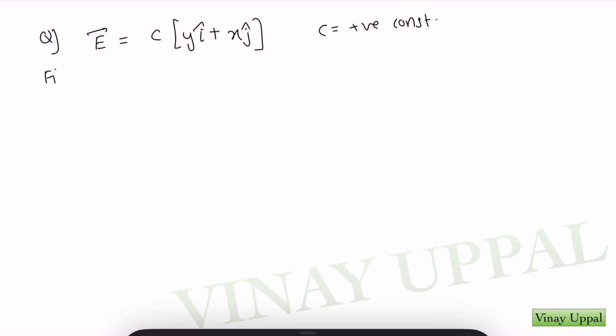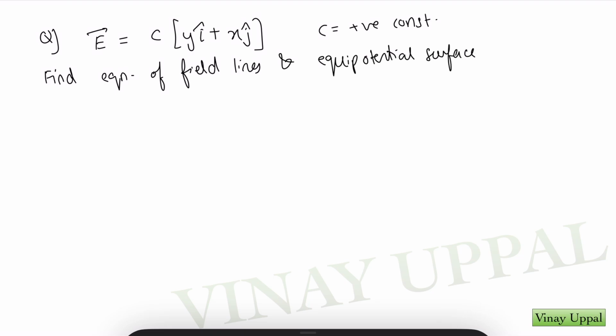And I want to find the equation of the field lines, and let's say equipotential surfaces as well, in the xy plane. So even though the equipotential surface will be a surface in three dimensions, we only want the projection of the equipotential surface in the xy plane. We want the equation of that. So let's take a look at how we can do that.